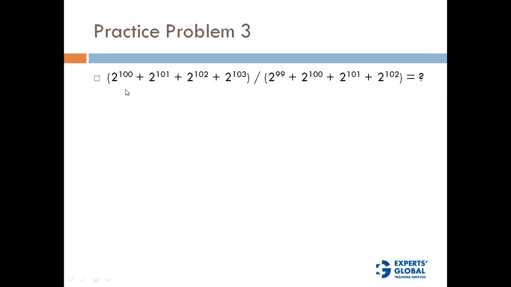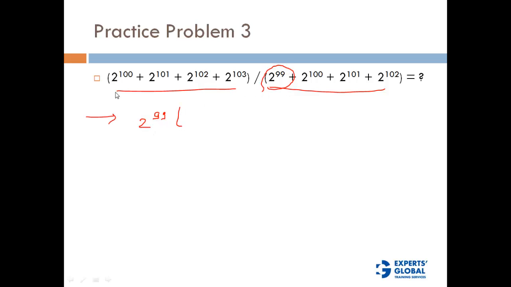Let's try to solve this problem. Okay, the trick here is that we'll try to get one common term outside. These are very big numbers, but you will see that there is a particular pattern. We'll be able to get a number outside. So which number do we find outside? We'll always find the lowest power of a number. So this is 2 raised to 99. So let's get 2 raised to 99 outside.